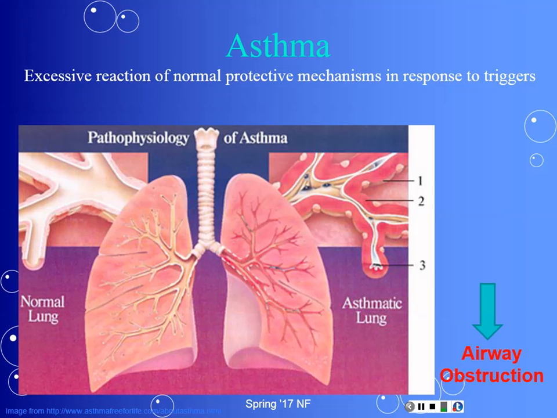So, you know, what happens? We don't have time to clean the house, right? But when we clean the house and it's all nice and dusty, as it will be when you finally have time to clean it, you know, what happens? You stir the dust up and you start to sneeze or you start to cough, and that's your normal protective mechanism, right? So with asthma, these kids have an excessive reaction of the normal protective mechanism, right?